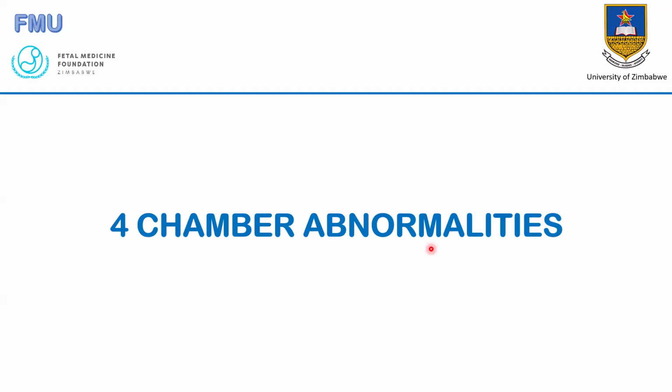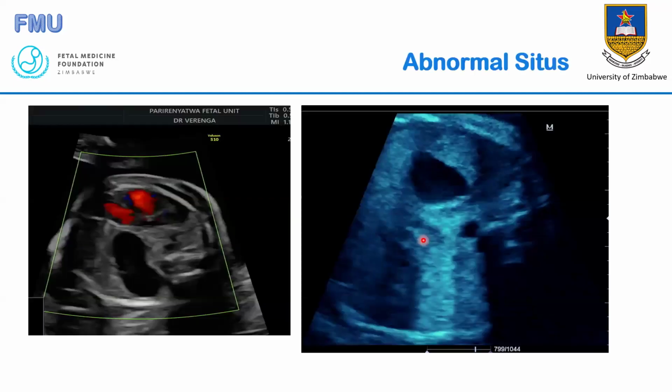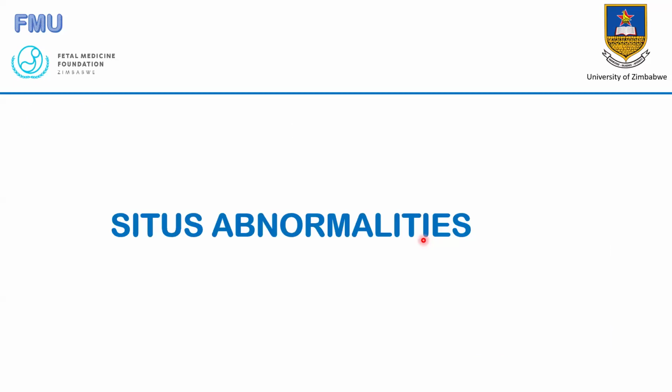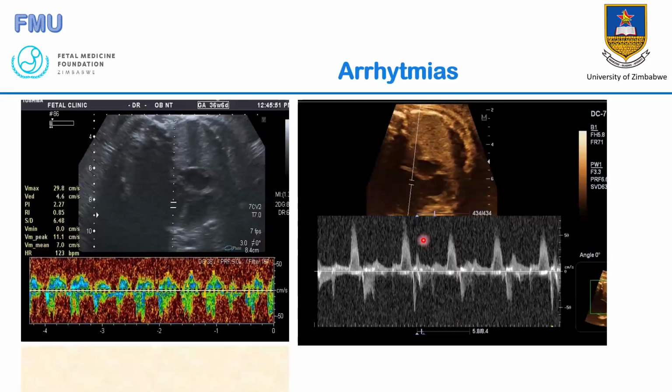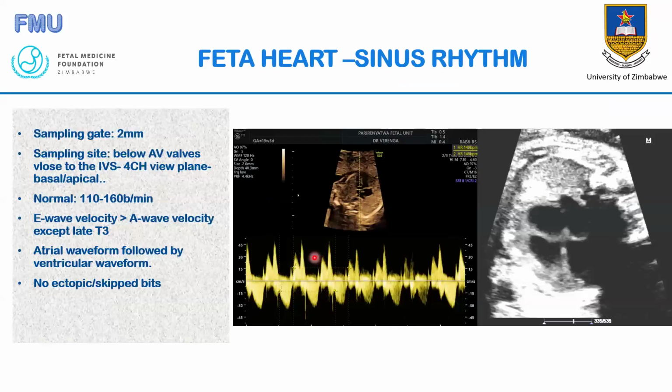Put your caliper underneath the valves, the way it should be done. Zoom enough and put it underneath the valves, as you can see here, and close to the AV, to the intraventricular septum, so that you get this kind of tracing. If you don't get this kind of tracing, then there is something not right with the baby's heart, or you are not doing it right. So remember to do it right.